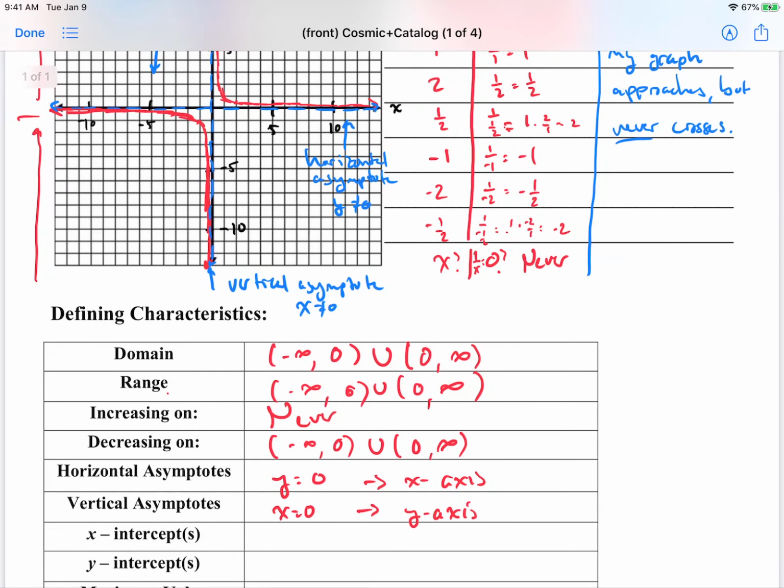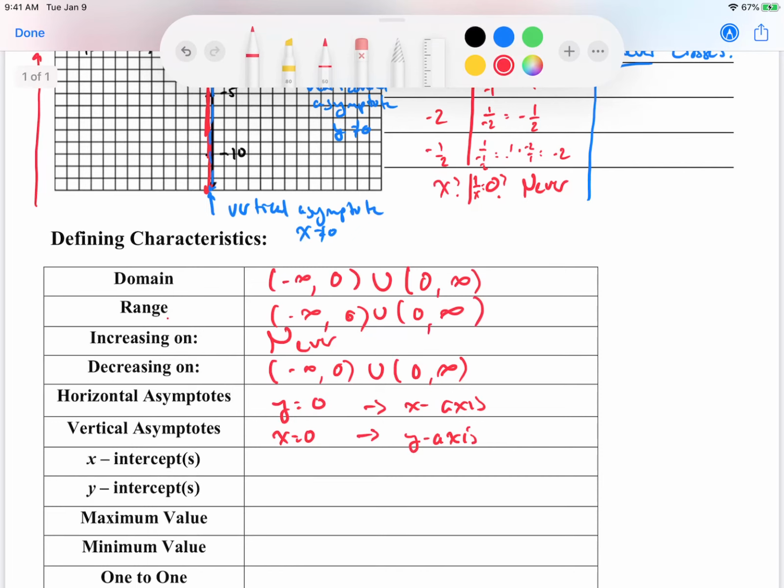Now my x-intercepts and y-intercepts. You know what's interesting about these ones? If I try to solve them, in order to find the x-intercept, we set y equal to 0. But when can y equal 0? Never. So we do not have any x-intercepts. Likewise, for y-intercepts, I set x equal to 0, but the problem is 1 over 0 is undefined. So these will never have x or y intercepts, just because we have the asymptotes there.